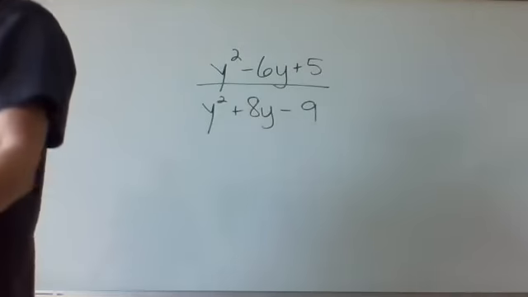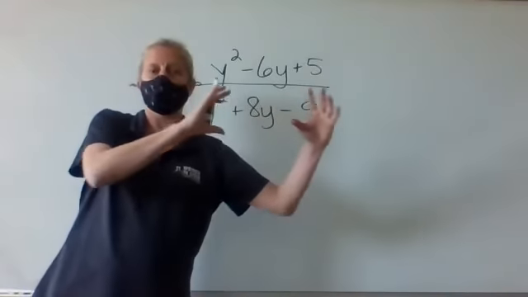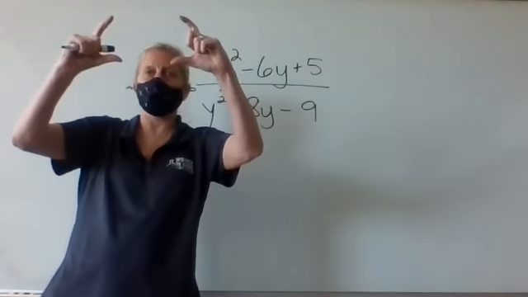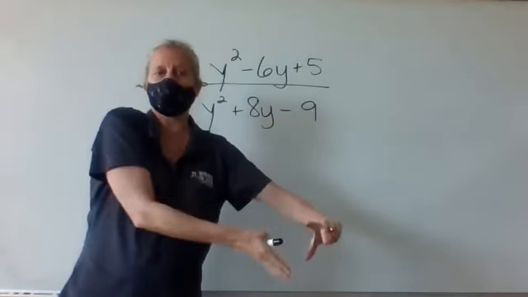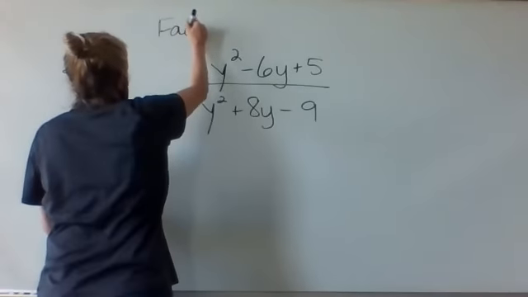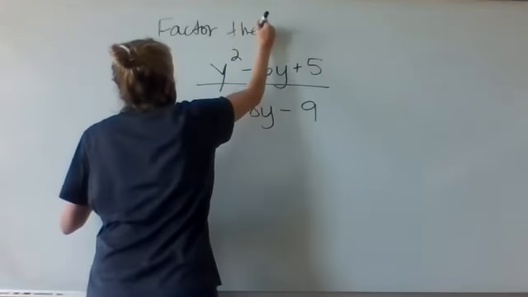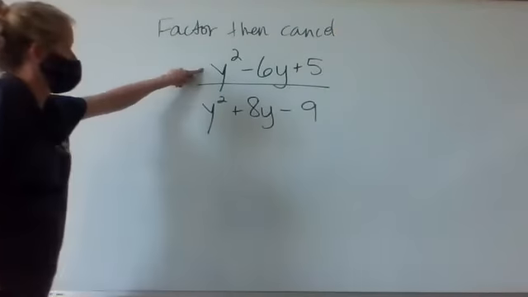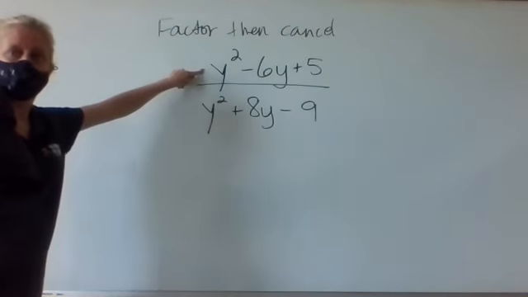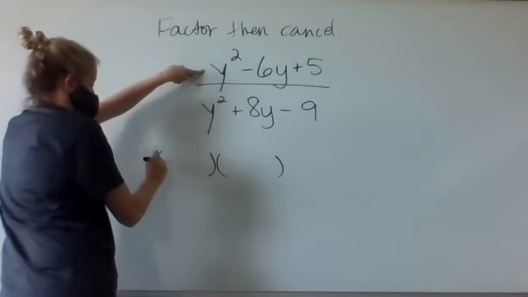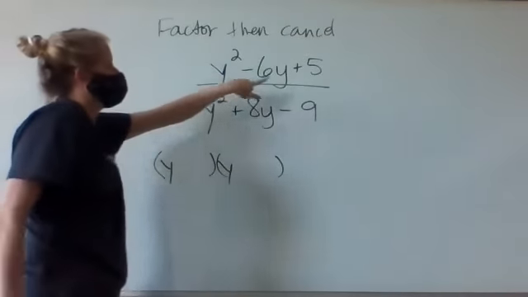So what you're going to do is put both of those trinomials in their factored form. And then if one of the factors in the top is the same as one of the factors in the bottom, they'll cancel. So that's why I just like to call this factor, then cancel. So up top, y squared, so it's just y and y. Be careful with this one.